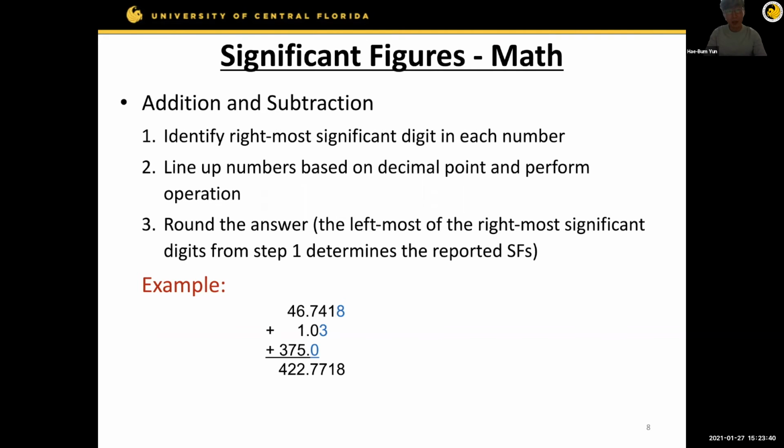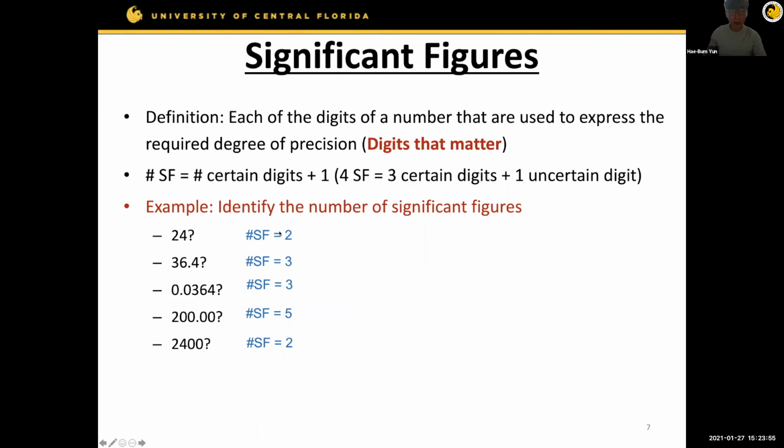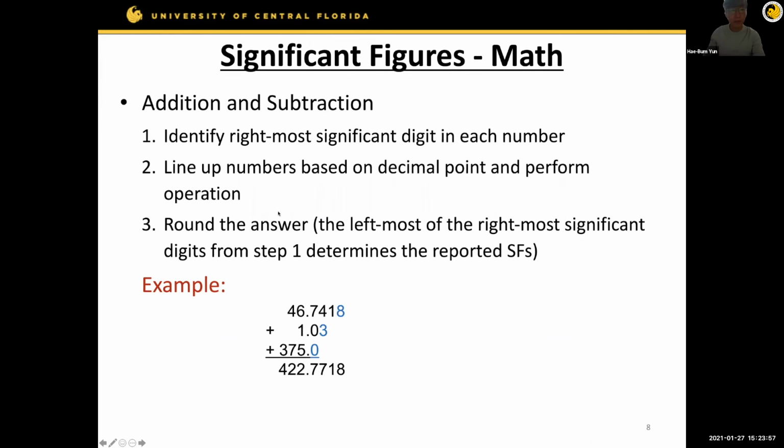In addition and subtraction, first identify the rightmost significant digit in each number. Second, line up the numbers based on the decimal point and perform the operation. Third is round the answer. The leftmost of the rightmost significant digits from step 1 determines the reported significant figures. So it will be very clear when you take a look at this example.